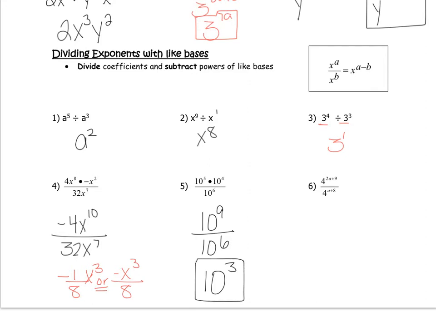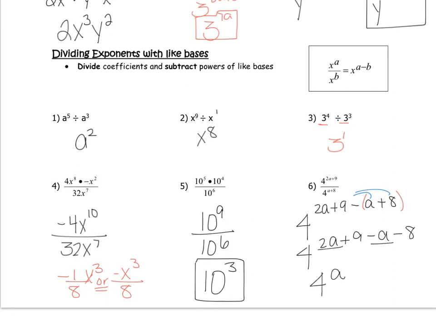Okay. Now number 6 is fun. Again, keep the base, but we're going to take the 2a plus 9 and subtract a plus 8. Now you should be asking yourself, did I write that right? And the answer is no, because when I subtract a plus 8, I have to remember to distribute the negative. So it's really 4 to the 2a plus 9 minus a minus 8. So 2a minus a is a, so 4 to the a. 9 minus 8 is 1, so 4 to the a plus 1.